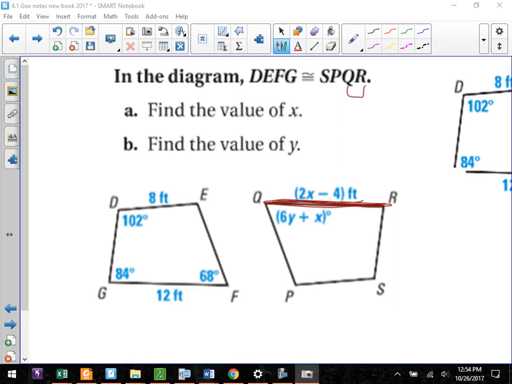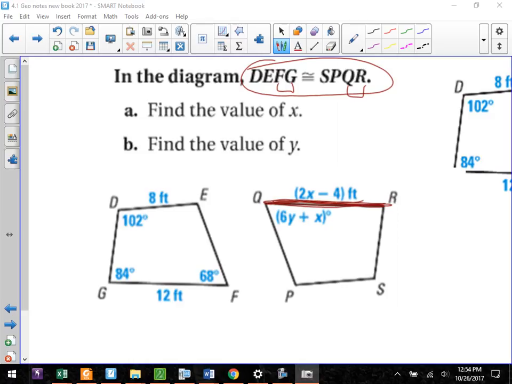QR are the last 2 letters. What are the last 2 letters of the other figure that it has to match up with? FG. Could it go with DE? No, it can't. It can't match up. It can only match up with the letters F and G because of this congruency statement. QR, FG, they have to be equal because that's what the statement says.